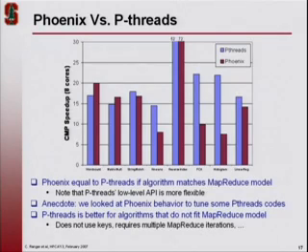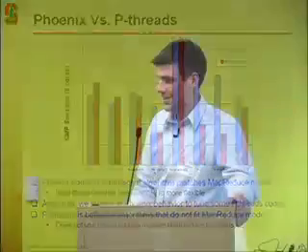What's going on in the reverse index case? So are you talking about why the numbers are so large? Why they're so large and why Phoenix is so much faster than Pthreads? Well, maybe I'll wrap up the conclusion and come back and answer that right away. So it'll take a few minutes.